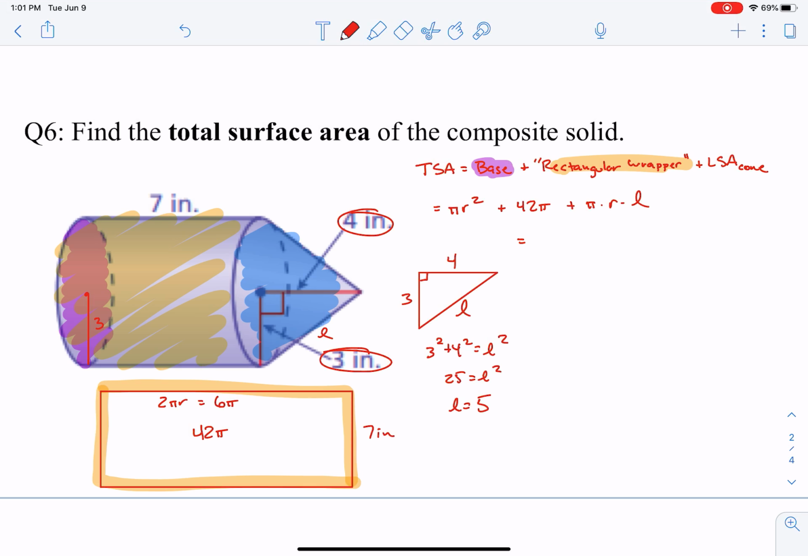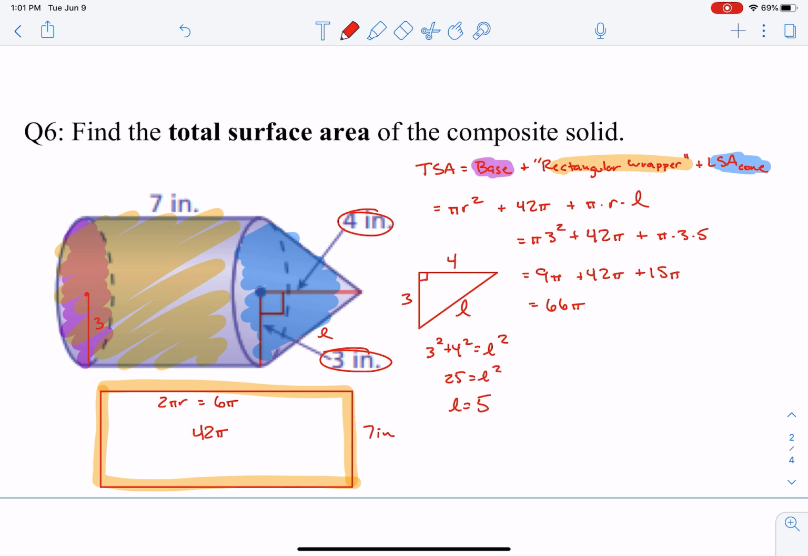We have pi r squared, which is pi times 3 squared, plus our rectangular wrapper, which is 42 pi, plus our lateral surface area, which I forgot to color code, and we're going to make that blue, which is pi times 3 times 5. Put that all together, and we've got 9 pi plus 42 pi plus 15 pi, which is 66 pi.